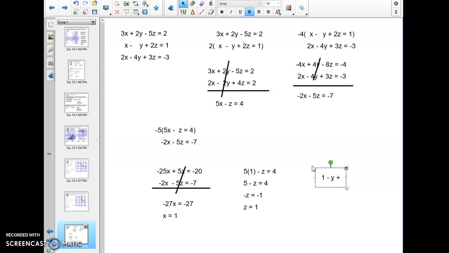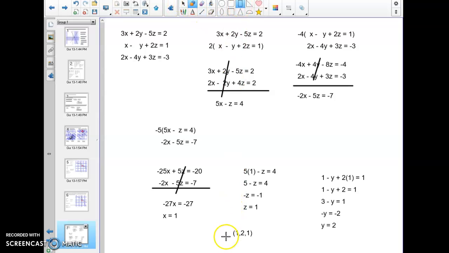And then we go to an original equation where I plug 1 in for x, minus y plus 2 times 1 in for z equals 1. So 1 minus y plus 2 equals 1. 3 minus y equals 1. Negative y equals negative 2. And therefore y would equal 2. So my answer is going to be 1, 2, 1. And that is our answer. And that is how you do a 3 by 3 system.